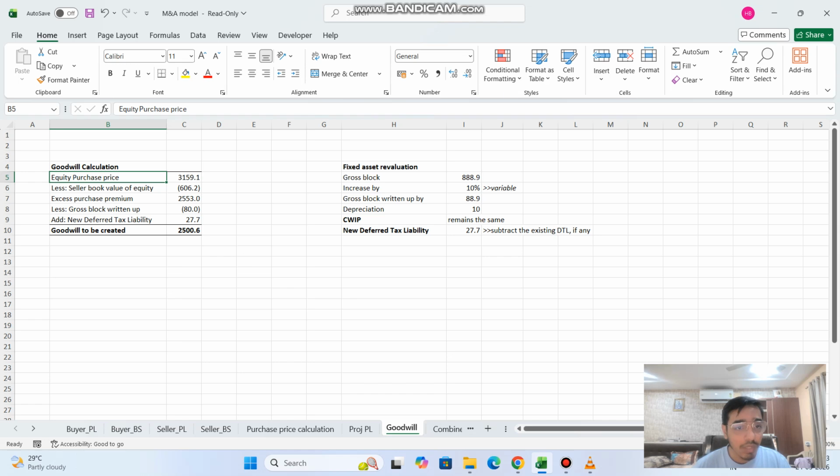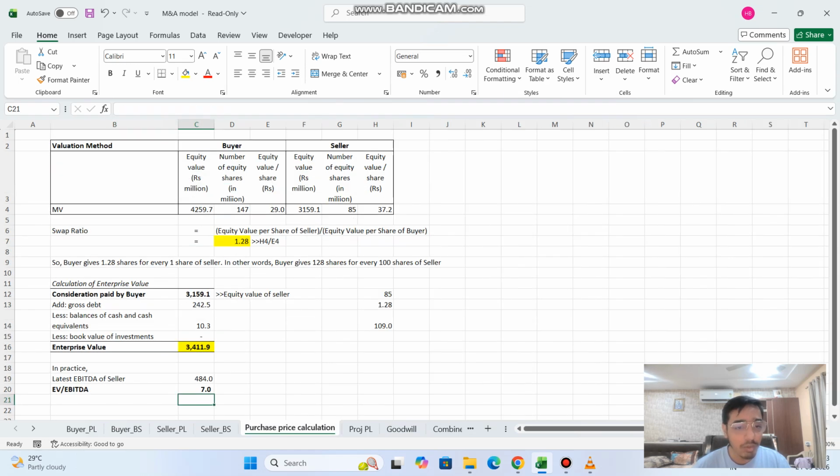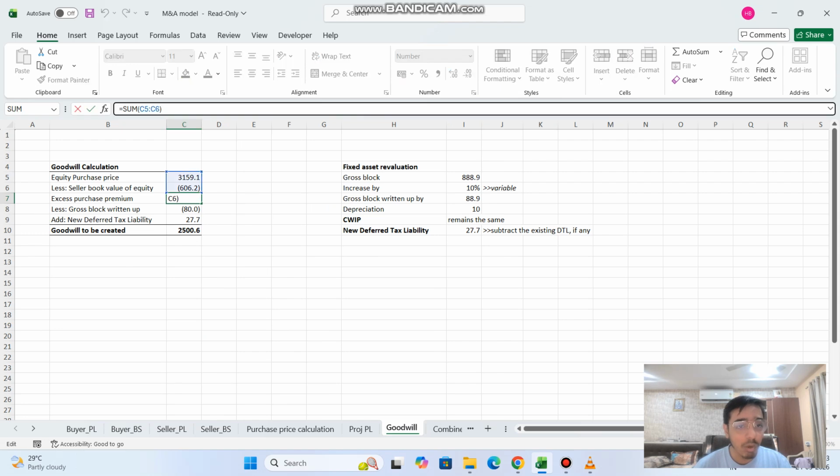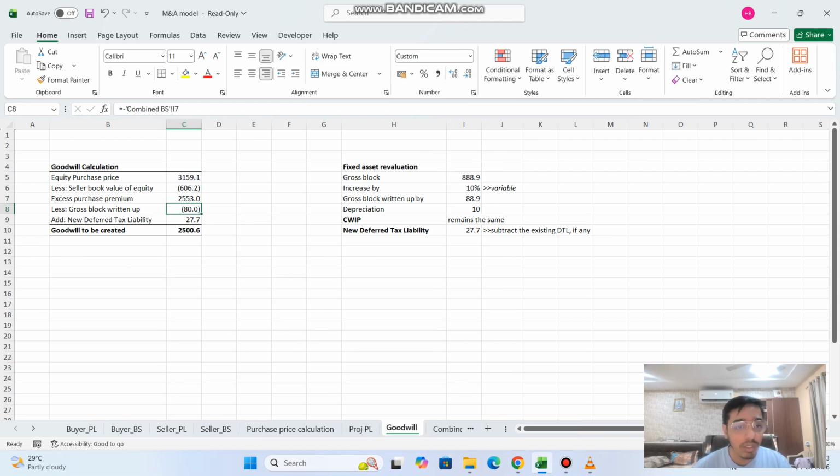So the way we calculate this is, whatever is the purchase price, the purchase price is 3159.1. We'll subtract the seller book value of equity, the target value of equity, and then the sum of these both is nothing but 2553. Then we'll also subtract the gross block written up. I'll explain what this is in a while, and we'll add the deferred tax liability. Okay, so the total goodwill created over here is 2500.6.